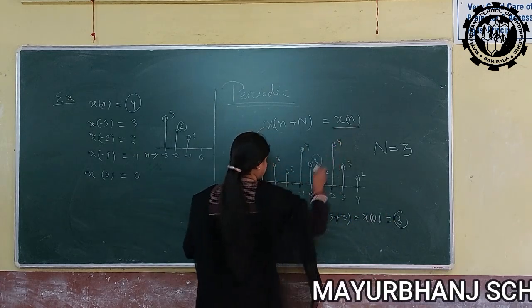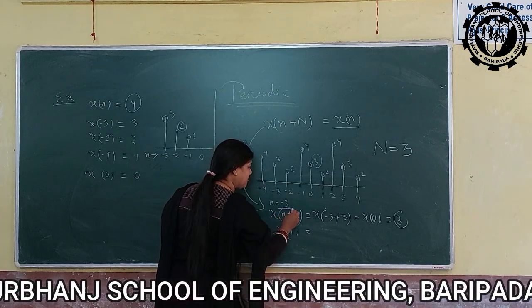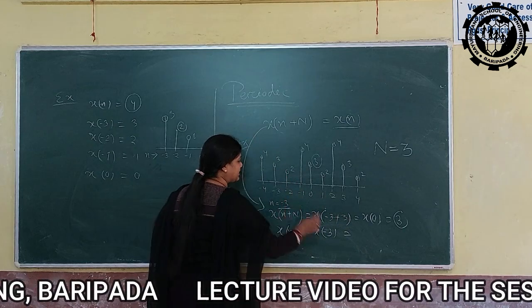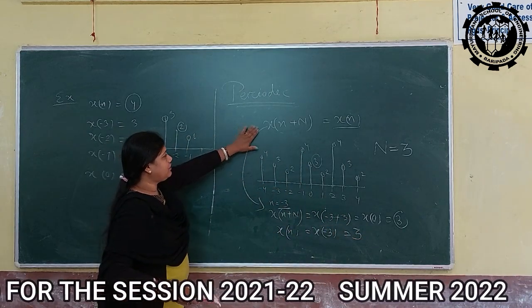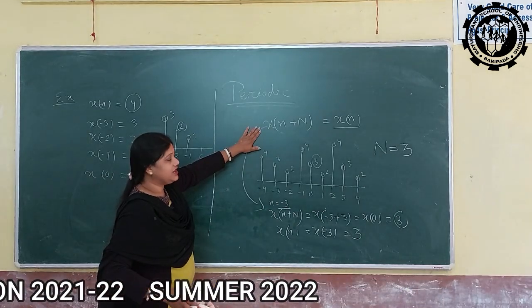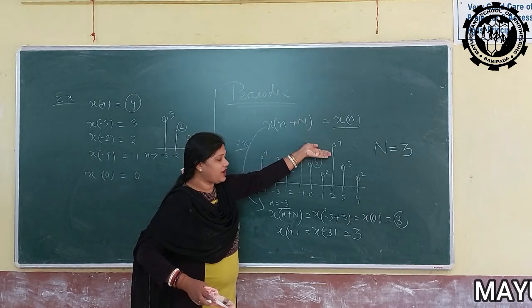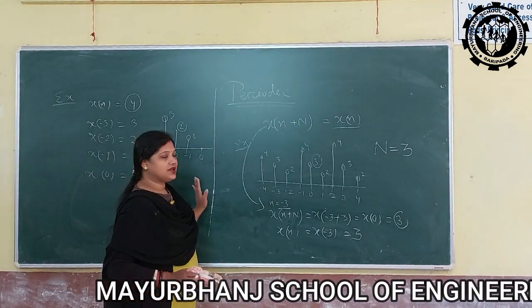And here x of n, we are taking n equal to minus 3. So x of minus 3, the value of x of minus 3 is also 3. That means we can observe that we are satisfying these conditions. If we are satisfying the condition x of n plus N is equal to x of n, then that signal is known as a periodic signal.